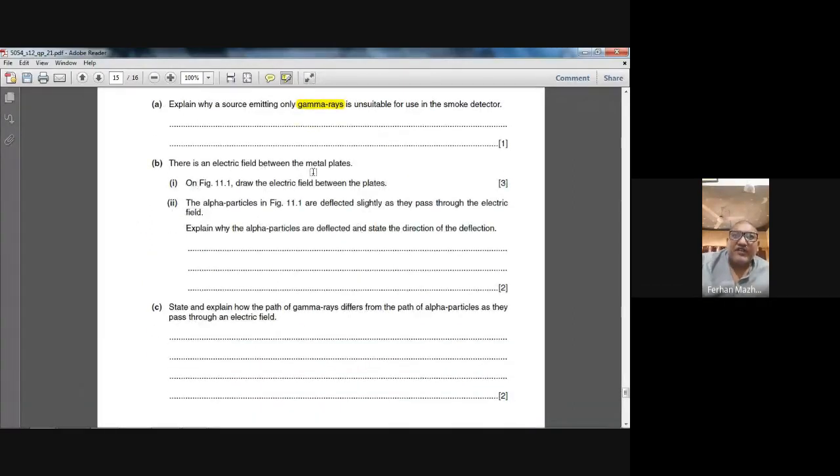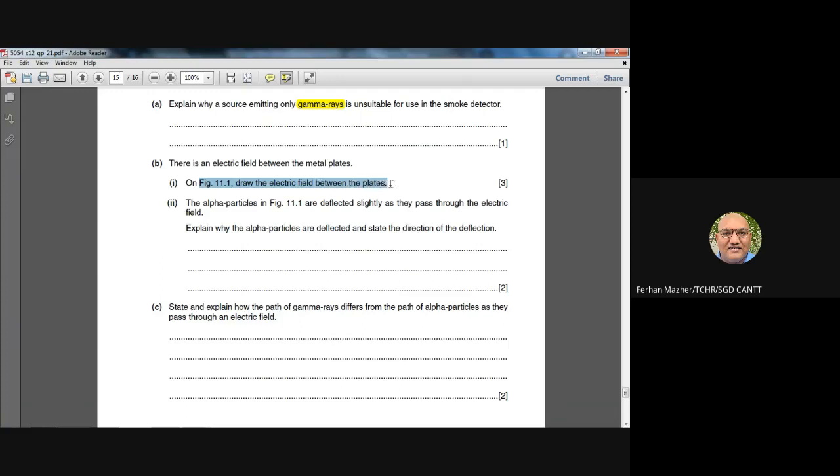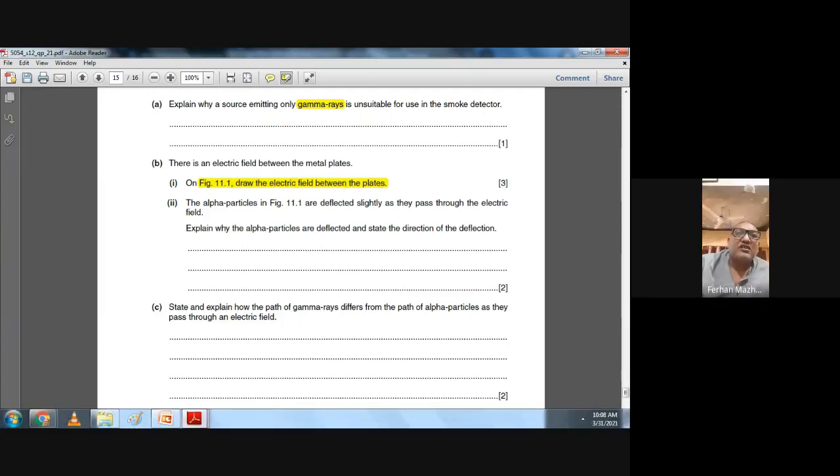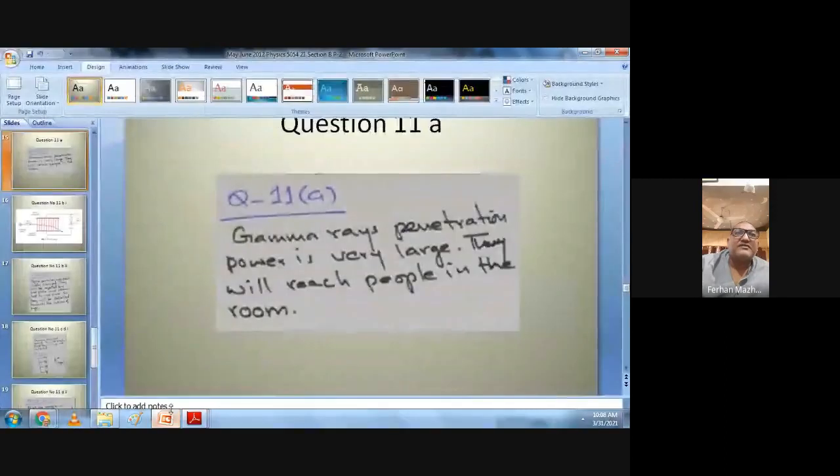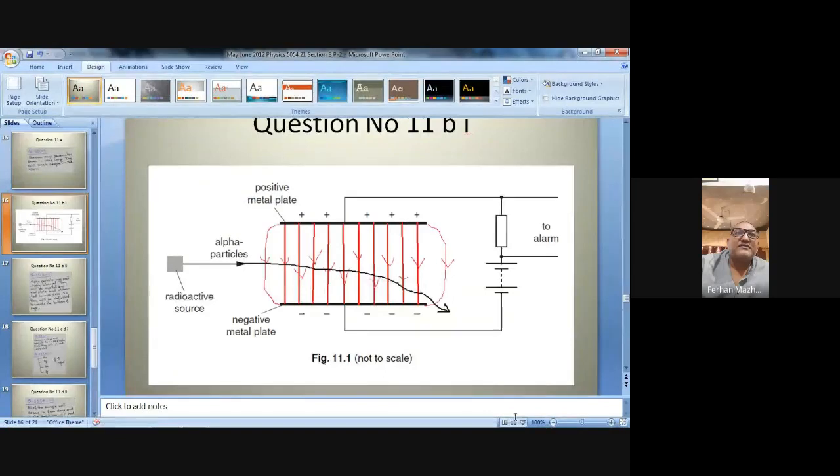There is an electric field between the metal plates. On the figure 11.1, draw the electric field between the plates. It's a 3-mark question. I've done this. Let me show you my work. This is what you have to do.